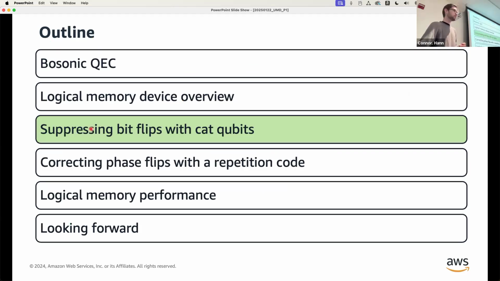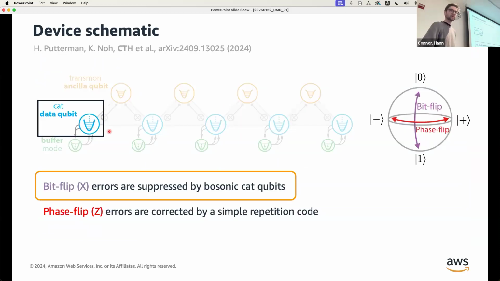Okay, so let me start by digging in first to how we correct bit flip errors with these cat qubits. In particular, I'm going to zoom back into just a single bosonic mode within this device and look at how those errors are suppressed.